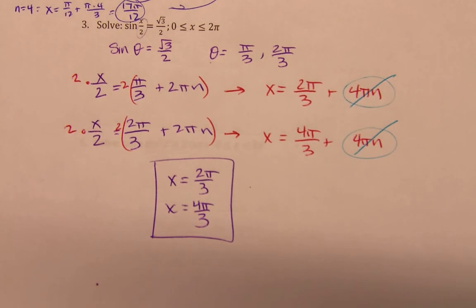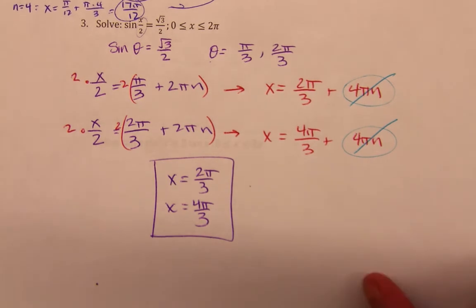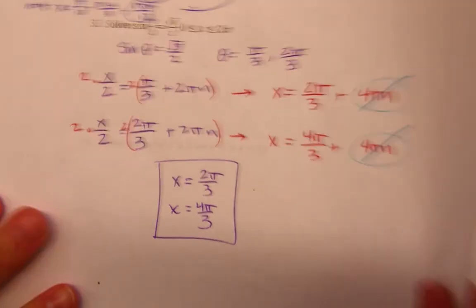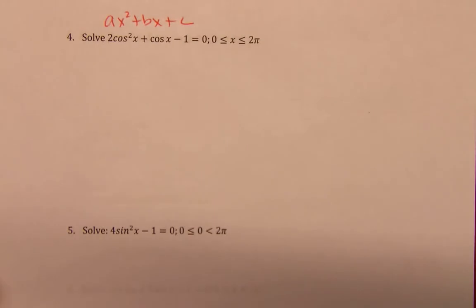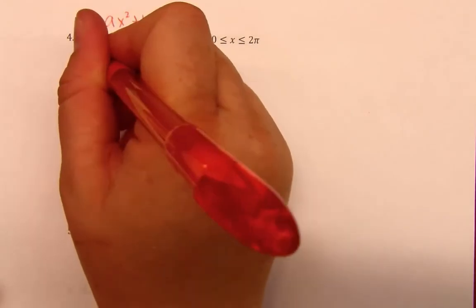Okay. We're going to go ahead and move on to the next example here. So we have 2 cosine squared x plus cosine x minus 1 equals 0. Now, this looks like a really long, complicated problem, but it actually looks a lot like a quadratic pattern. A quadratic pattern, remember, is ax squared plus bx plus c. We're going to use something that you'll end up using in calculus a lot, and we're going to call it a U-substitution.